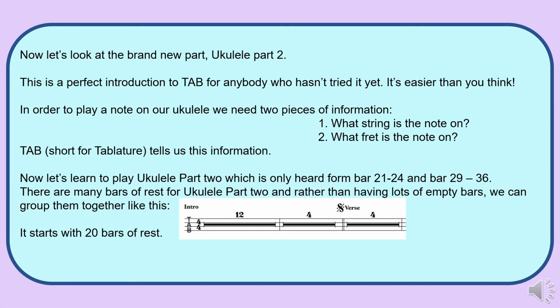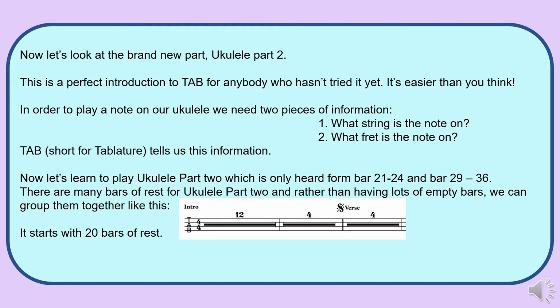Now let's look at the brand new part, Ukulele Part 2. This is a perfect introduction to tab for anybody who hasn't tried it yet. It's easier than you think. In order to play a note on our ukulele, we need 2 pieces of information: what string is the note on and what fret is the note on. Tab, short for tablature, tells us this information.